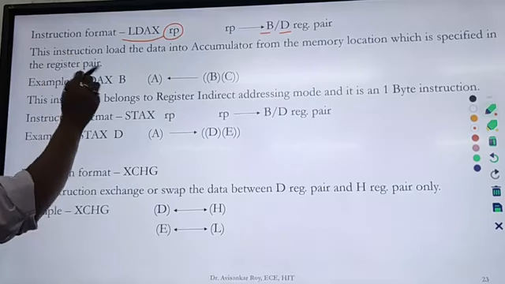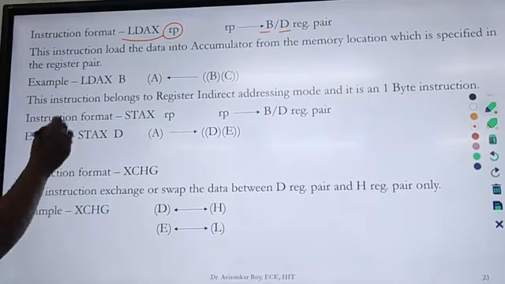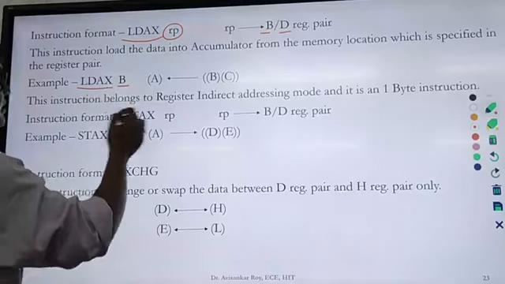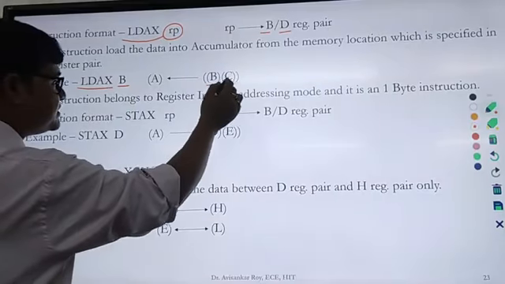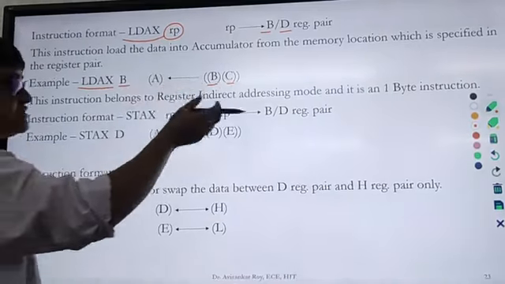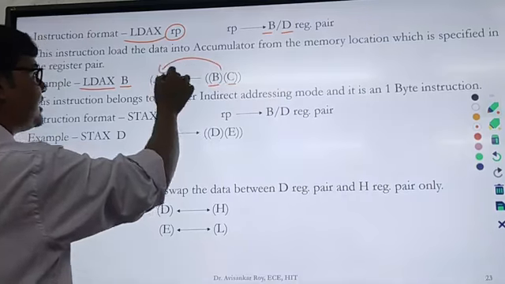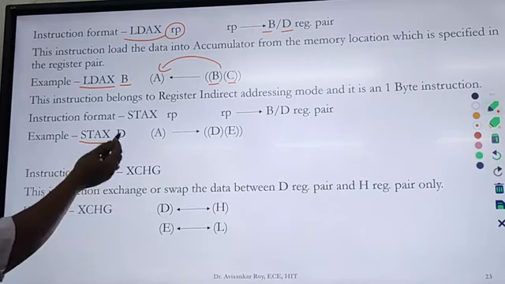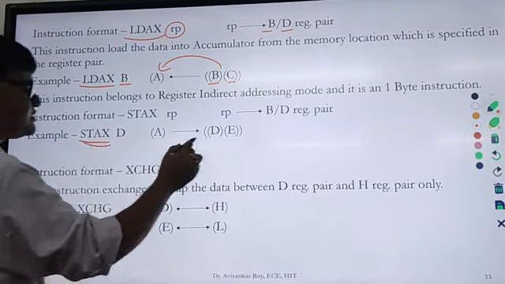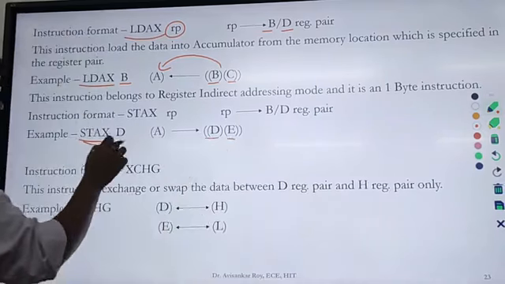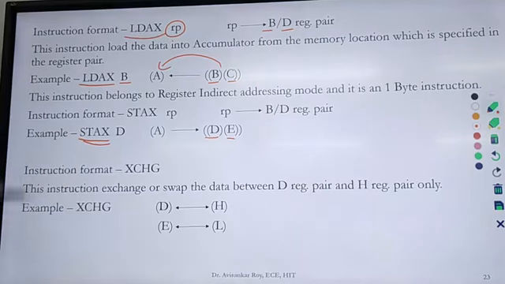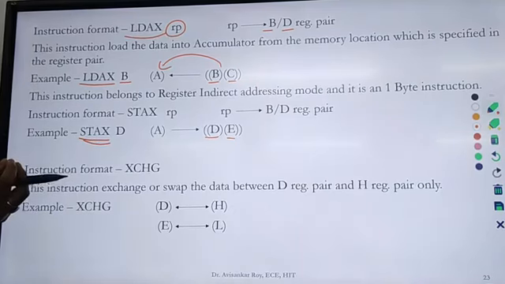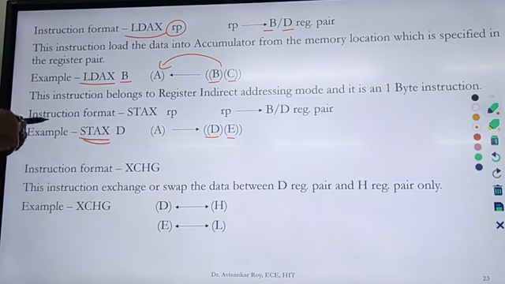In this case also, what to do? Example, LDAX B. The content of B and the content of C define a particular memory location. The content of that location will transfer to the accumulator. Similarly for STAX, just the opposite. The content of the accumulator will transfer to the memory location defined by the D and E registers. So LDAX transfers the content of the memory location defined by one register pair to the accumulator.